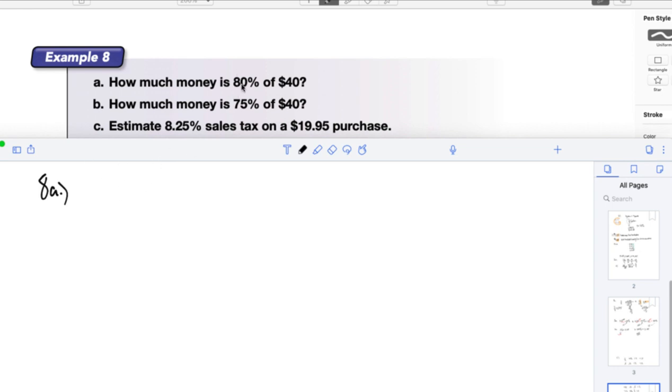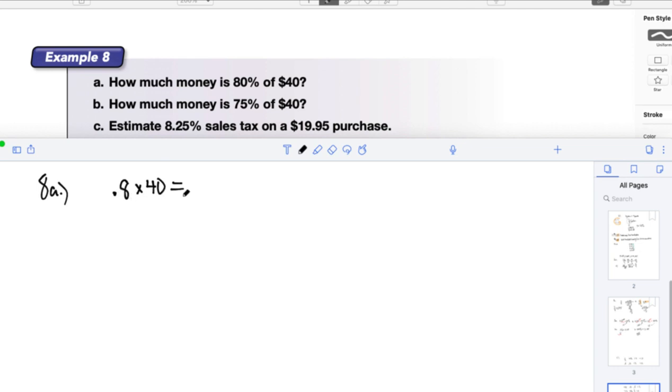So what I'm going to ask you to do is take your 80% and change it to a decimal. You remember, we're just dividing by 100. We're going to get 0.8, and we're going to multiply by 40. That is going to give me what 80% of 40 is. So I want you to think about 80%. 80% is more than 50%, so I do expect this number to be bigger than 20. I like to think about stuff like that just to make sure I'm on the right path.